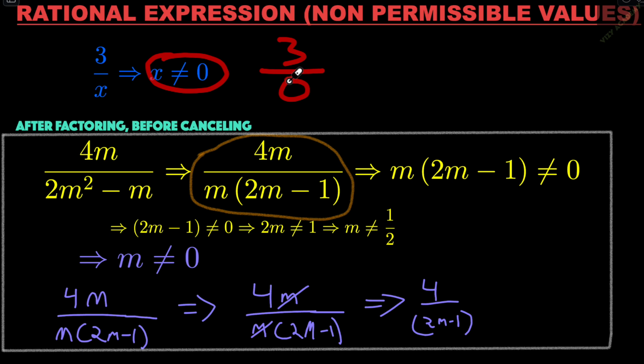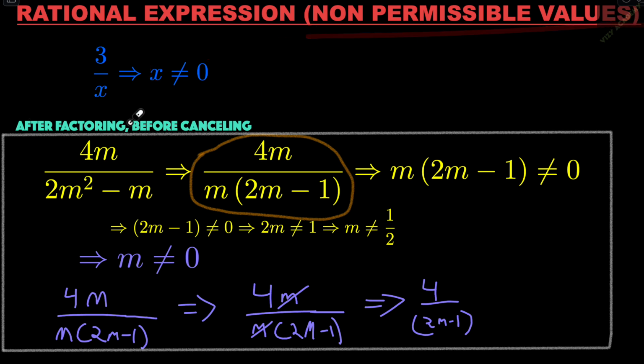So non-permissible value basically means those values of the variable that lead to a 0 denominator. The rule that we follow here is we always factorize the rational expression, and before cancelling out, we find the non-permissible value. So it is very important that the non-permissible value is found after factoring and before cancelling.